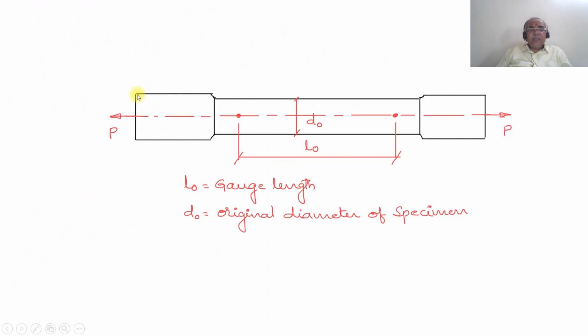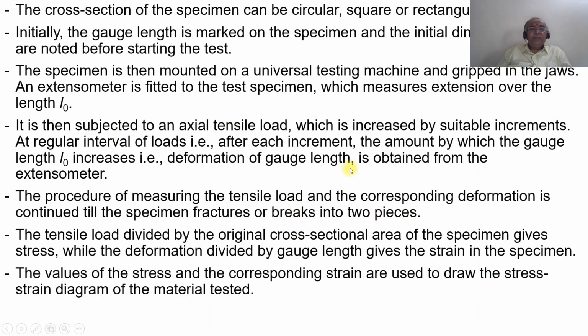First we need to consider a round bar having this type of cross section, and here we have D0, which is the original diameter of the specimen. Then what is L0? This is the gauge length of the specimen. And of course we have two loads acting opposite to each other, so it is a tensile load, where the applied load is P, the gauge length is L0, and D0 is the original diameter of the specimen.